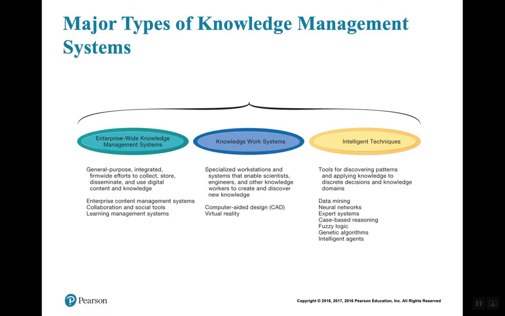Just another pictorial representation of these systems. And as we said, this is the general purpose. So this first one we see here, the enterprise-wide knowledge management system, is general purpose. We'll see things like Microsoft has a product called SharePoint, which is prevalent in a lot of organizations. Knowledge work systems are going to be more specialized. So we see things like virtual reality type systems or CAD design systems. There are different examples of these things, but very specialized knowledge work systems.